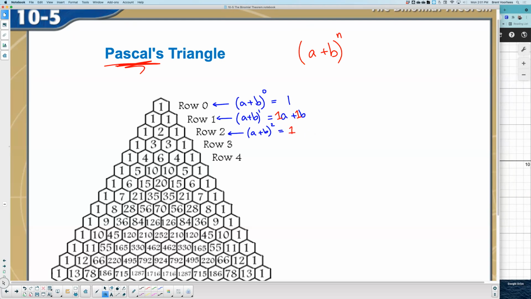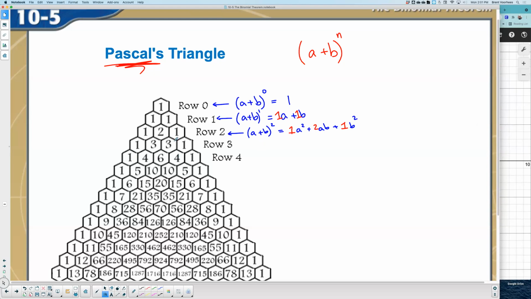1 a squared plus 2 ab's plus 1 b squared. Are you seeing how the numbers are corresponding to the Pascal's triangle? You seeing how these are matching up?